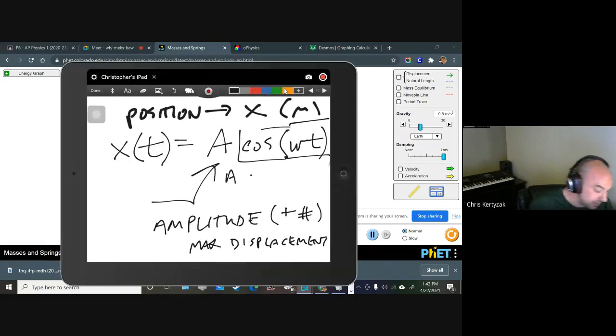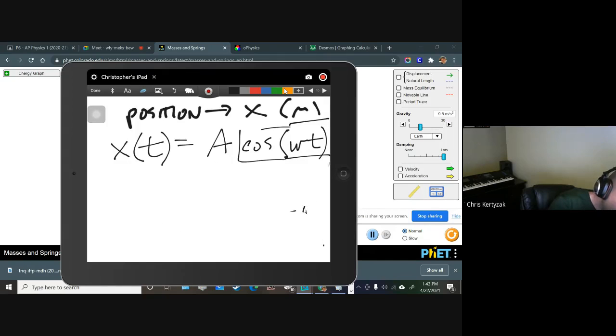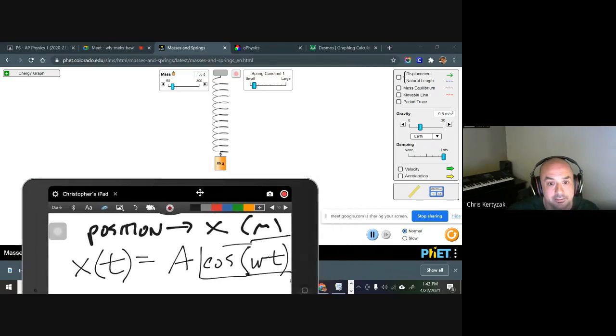And in fact, we already talked about omega, right? We already talked about omega in the first lesson. Omega is a function of which two properties? Which two properties of the mass spring system directly affect omega?